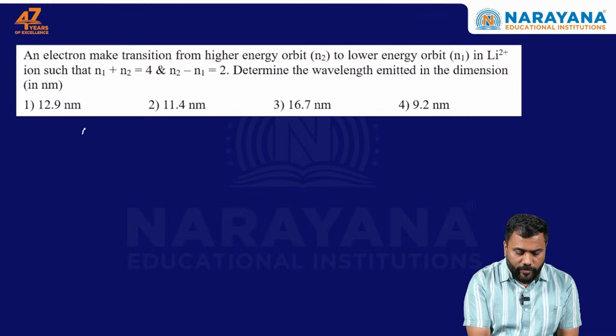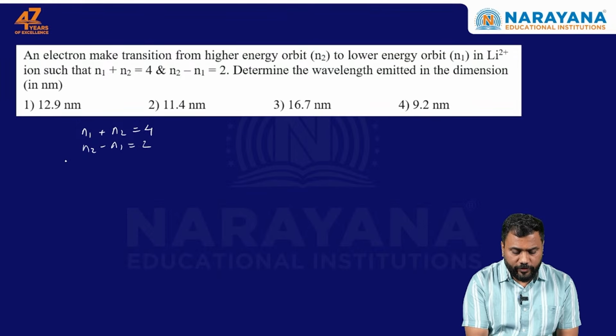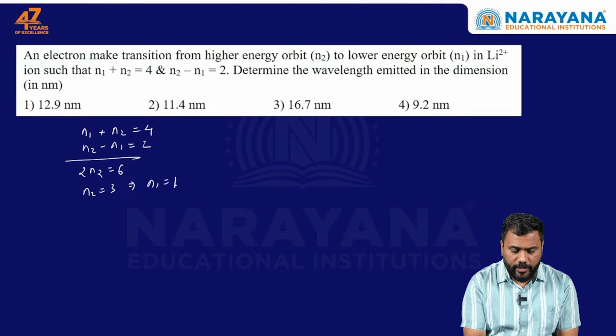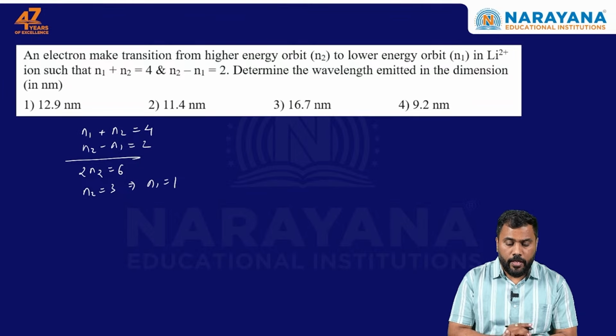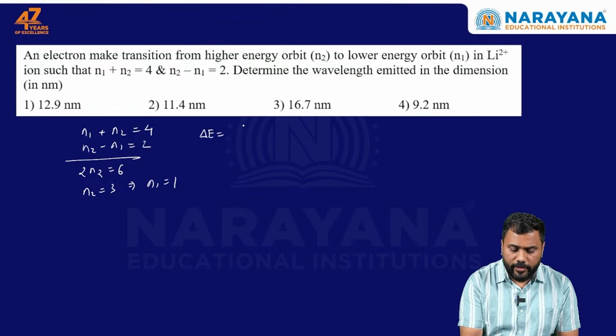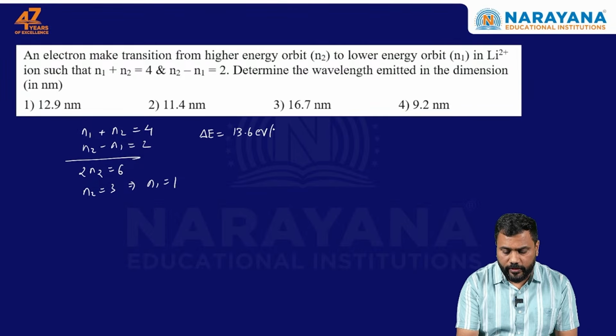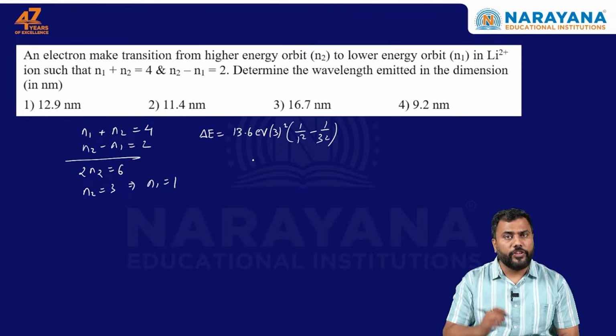So, first, in order to find the value of n1 and n2, we are going to use the given equations n1 plus n2 is 4 and n2 minus n1 is 2. If we sum these equations, we are going to get 2 n2 is equal to 6, that means n2 is equal to 3. This will also tell us n1 is 1. So, the transition is happening from third energy level to first energy level. Now, the energy gap between these energy levels should be given by 13.6 electron volt into Z square. Li2 positive will have a Z of 3, into 1 upon 1 square minus 1 upon 3 square. If we calculate this energy, we can get the energy of this transition.